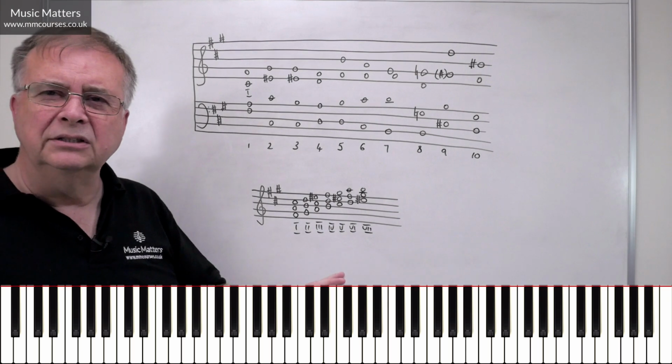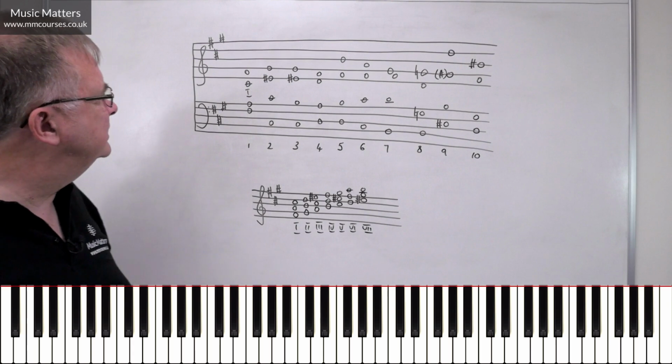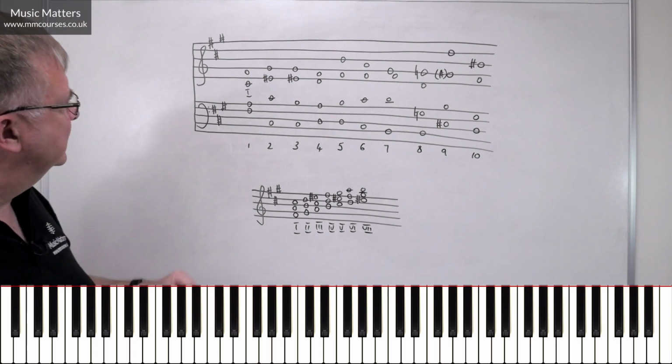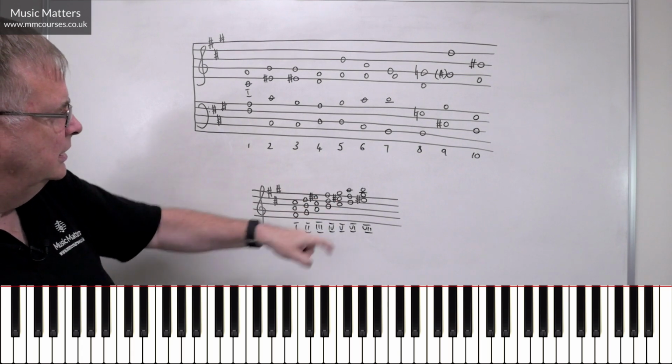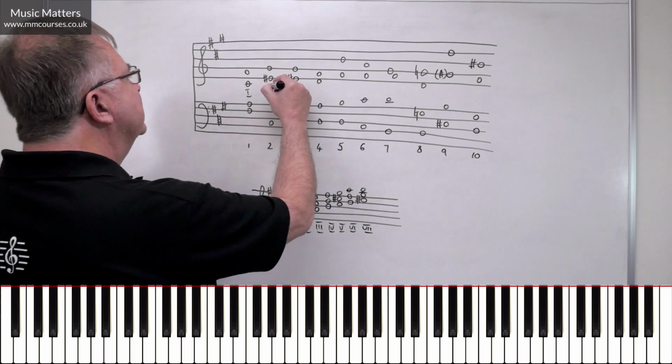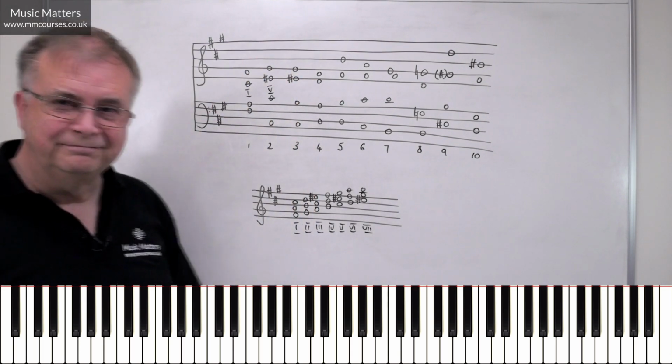If you've got more than 3 notes, then if you've got 4 different notes, that's telling us something slightly more complicated is going on. We'll meet those shortly. Okay, so we've got C sharp, E sharp, G sharp. Well, that's looking like chord 5, isn't it? So chord number 2 is actually 5.